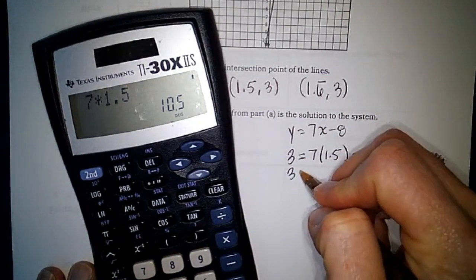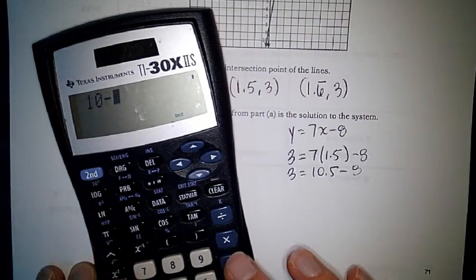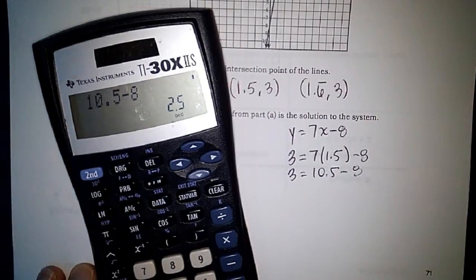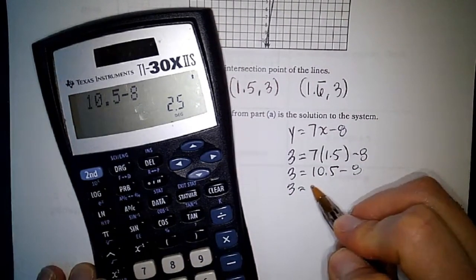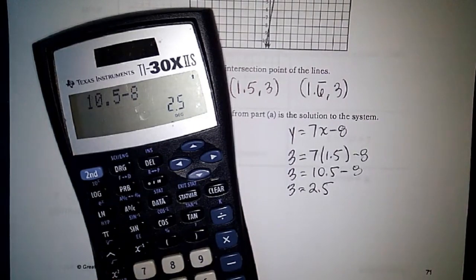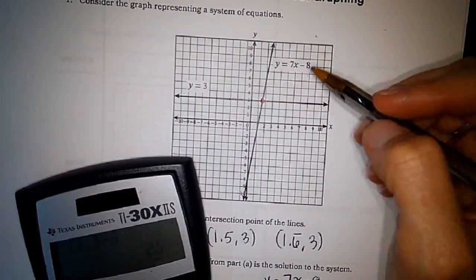Here we go. So, 7 times 1.5 equals 10.5. So now you have 3 equals 10.5 minus 8. What's 10.5 minus 8? Does 3 equal 2.5? No. So guess what? That x value isn't quite right. But it's really hard to tell.